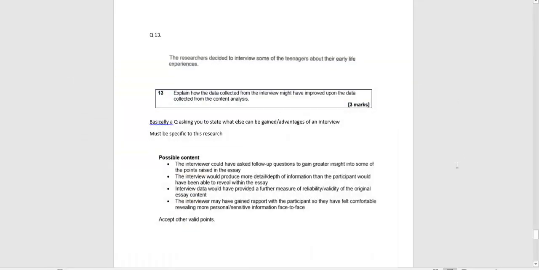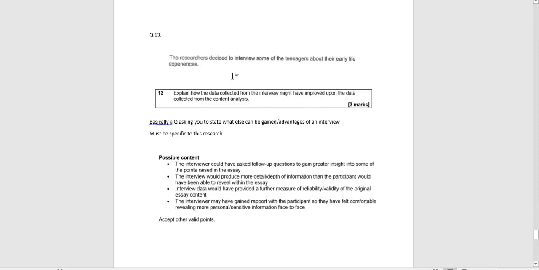This particular question is on interviews, and it's applied to how interviews can be applied to a particular topic. In this case, it's attachments. So let's look at the question. The question says, researchers decided to interview some of the teenagers about their early life experiences. Specifically, explain how the data collected from the interview might have improved upon data collected from content analysis.